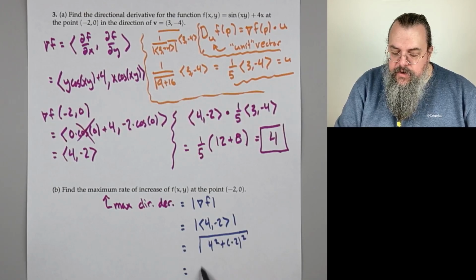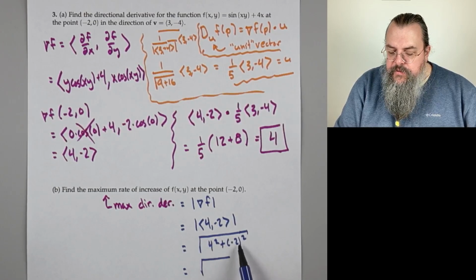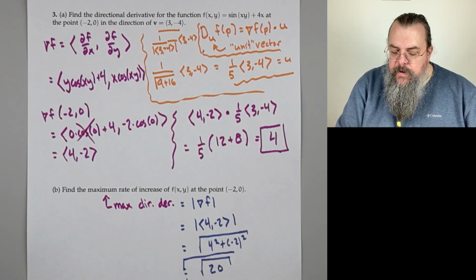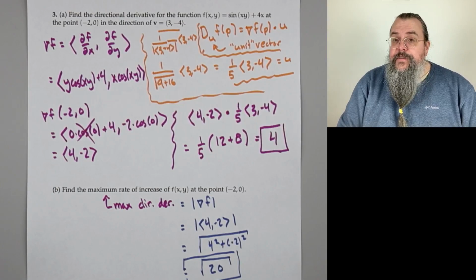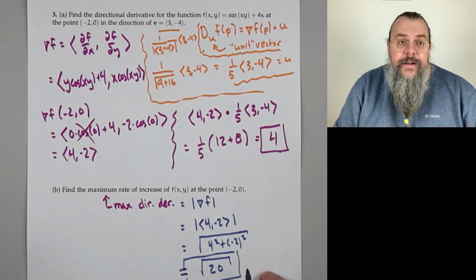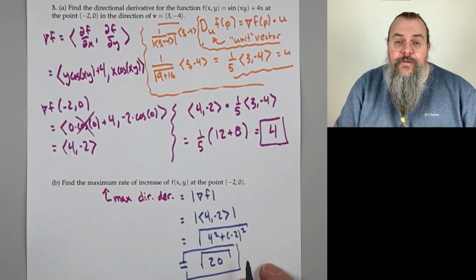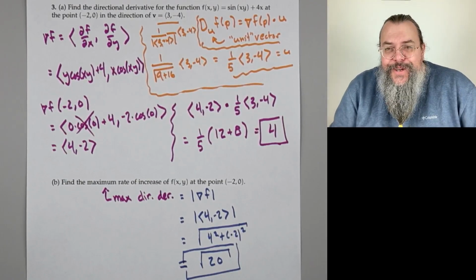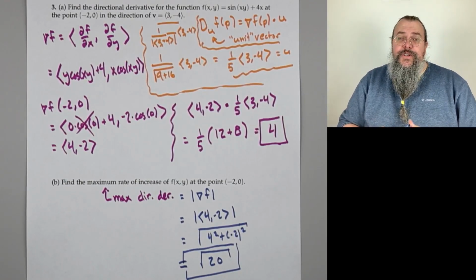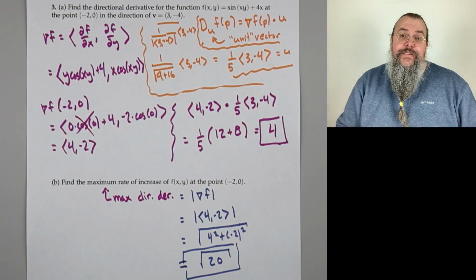Well, okay, that's the square root of 16 plus 4, which is 20. And so that's the answer, square root of 20. Wow, that one's not so bad. And it really isn't. It's a conceptual question. Conceptual questions, of course, should test you on, do you understand concepts?